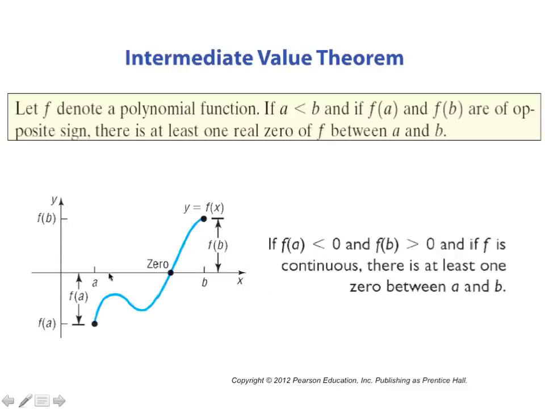If you think about this, if this is our a right here, this is our b, and this is our f of b, and this is our f of a, we can see that f of b is positive and f of a is negative. So we know that somewhere in between these two, we have to touch our x-axis, so we have to have a zero somewhere. We know we have a continuous function because we're talking about polynomials, so somewhere we have to cross our x-axis. This is basically a depiction of what the intermediate value theorem actually means.